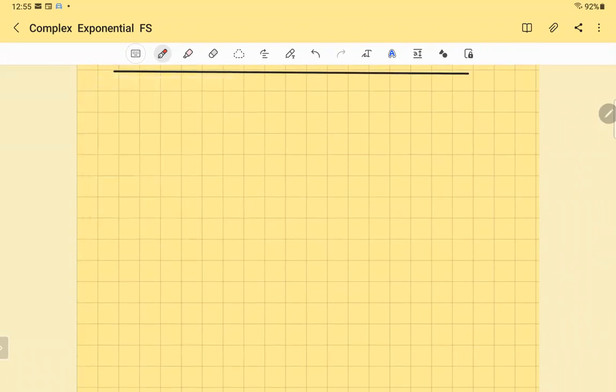So let's assume that we have a square wave. That's the time.